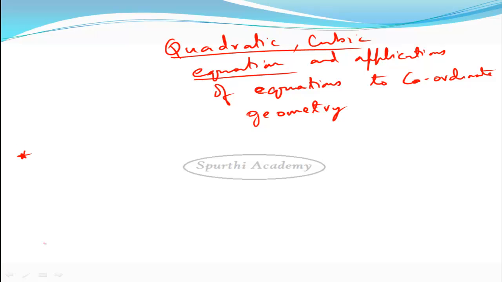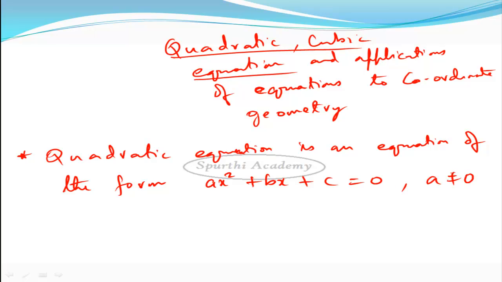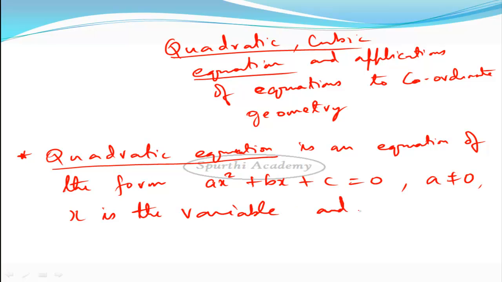Right. Now, what do you mean by quadratic equation? A quadratic equation is an equation of the form ax square plus bx plus c is equal to 0, but a should not be equal to 0. x is the variable and a, b, c are constants. Remember it.